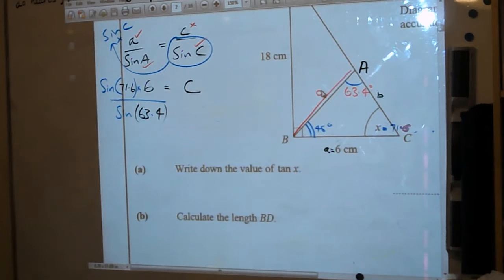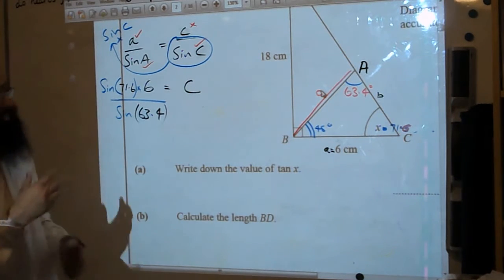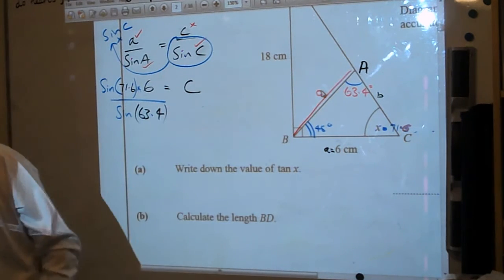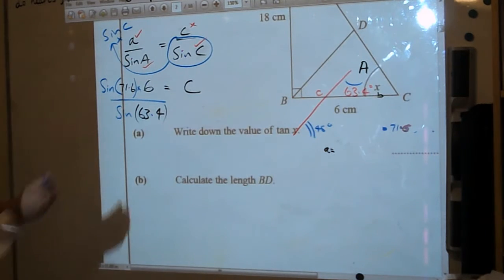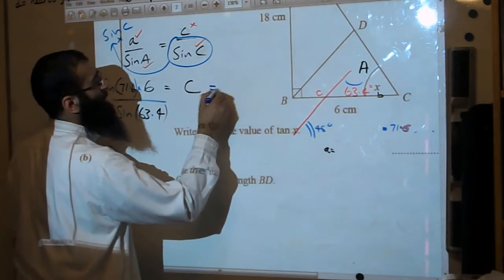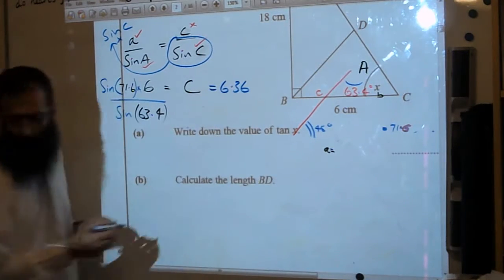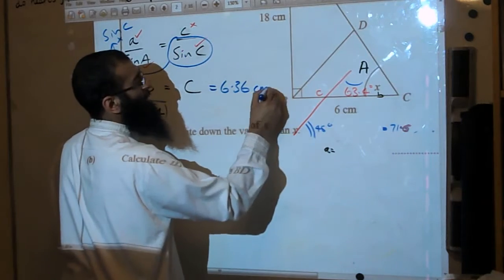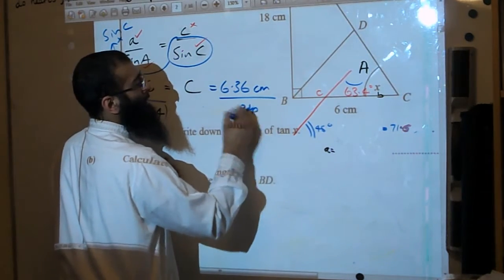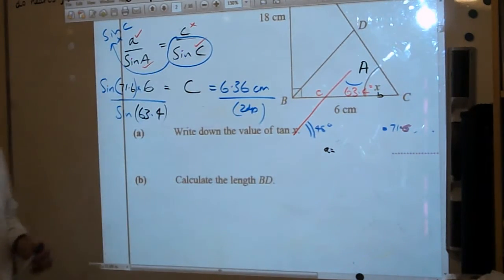63.4. One minute left. Okay, right, let's work this out, folks. You shut down, and can you put it into the calculator as you see it there? What's the answer? 6.36. Not there yet. Okay, 6.36, and that will be an answer to 2 decimal places. Okay, that's lovely.